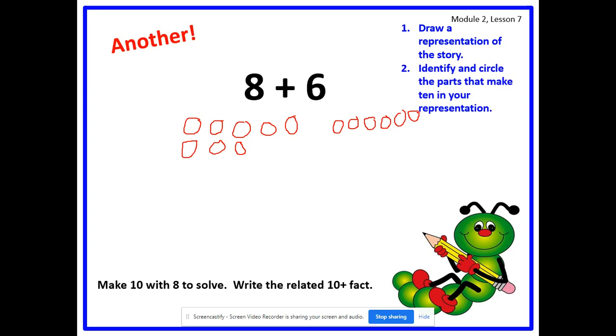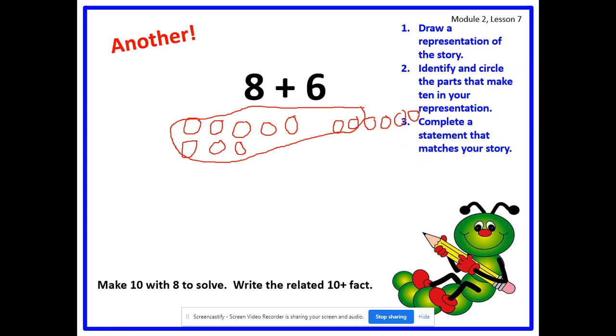Step 2, we have to identify and circle the parts that make 10 in our picture, in our representation. So we already said that 8 needs 2 more to make 10. So circle with me. We're going to circle 8 and 2 from 6, just like this. Make sure your 5 groups are organized in a line. Mine could be better.